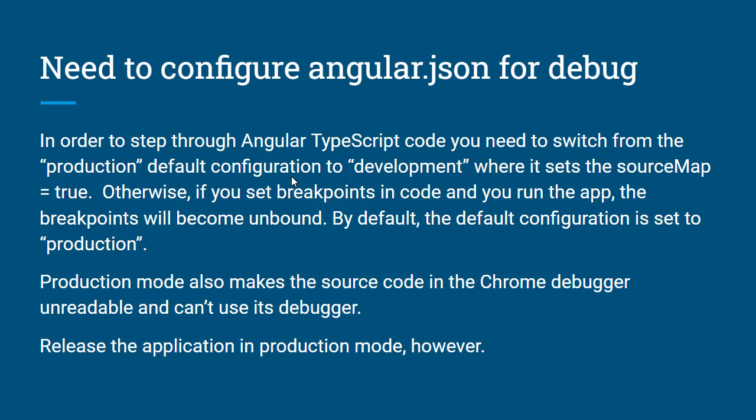Couple other items. There's a thing called unbound breakpoints. And when you first try to debug, you'll see this, and it's very annoying. So I'll show it to you. There are two things you need to do to fix that. One is in the Angular.json file, there's a thing called default configuration. You've got to switch that to development, and that will ensure that the source map is set to true, which allows you to step through the code.